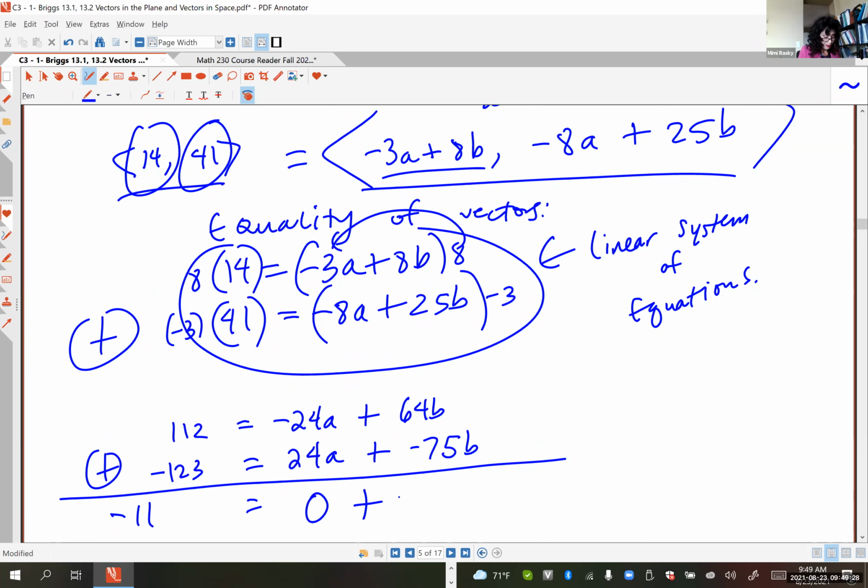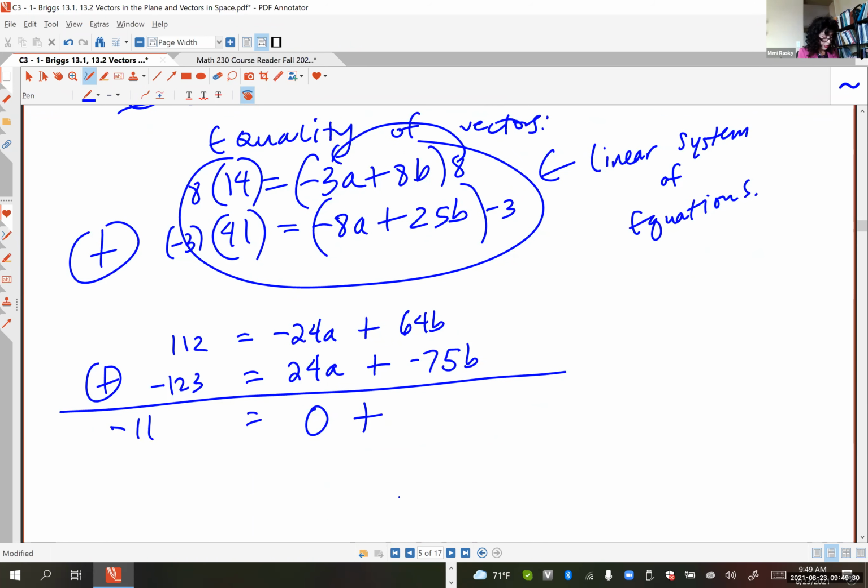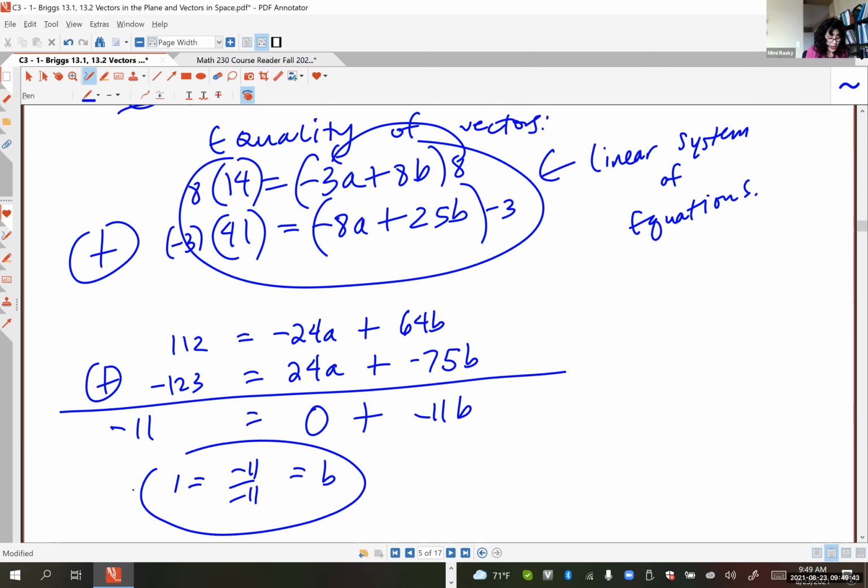Here I get 0. What's 64 minus 75? Quick. Negative 11b. This will be easy to get b. b is going to be just negative 11 over negative 11, right? Everybody with me? So what does that mean? b is equal to 1. I got one of the unknowns. Now what? Well, I need to get another unknown.